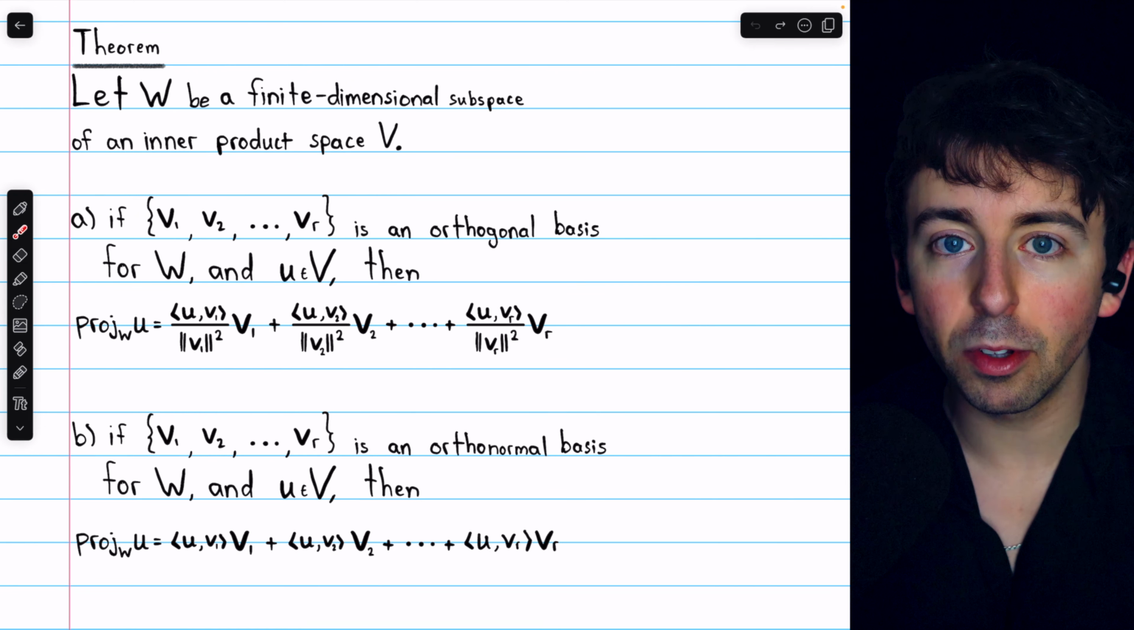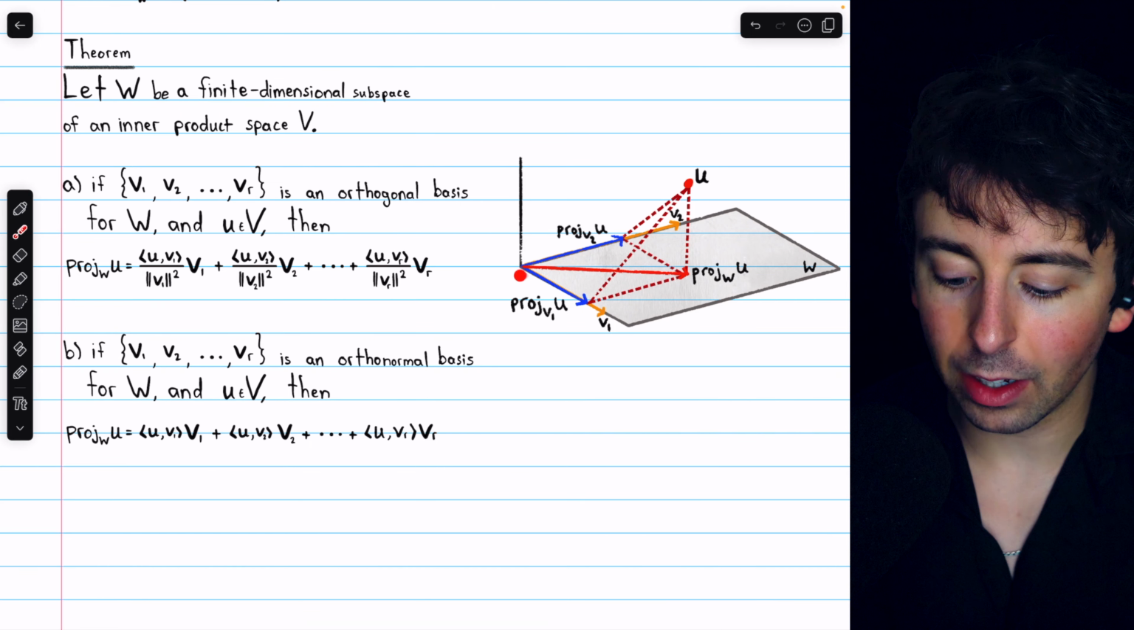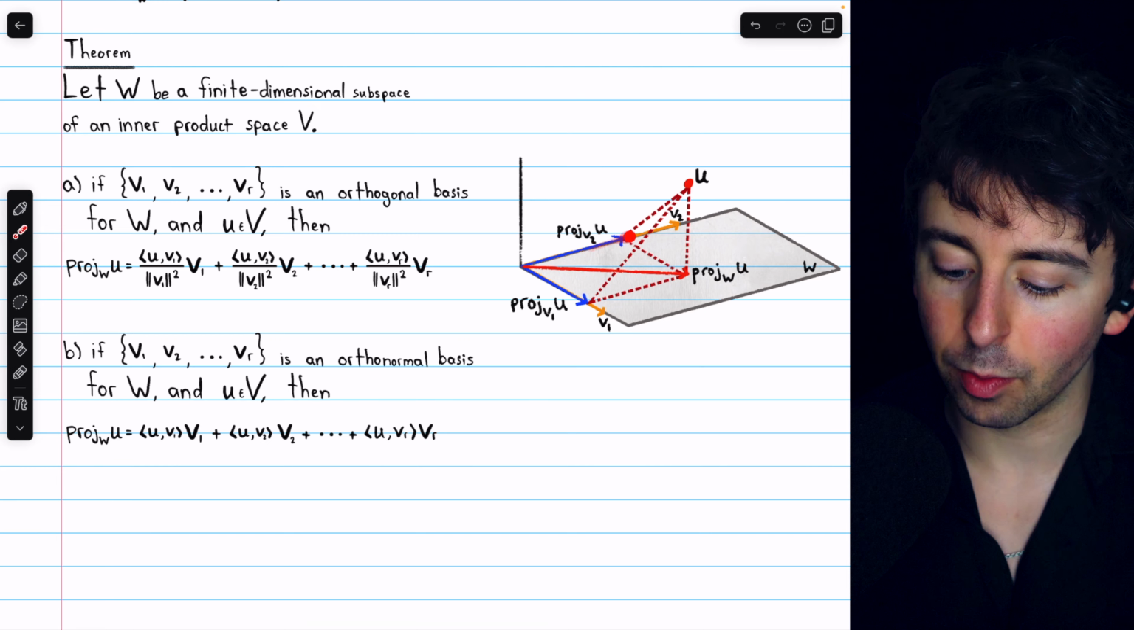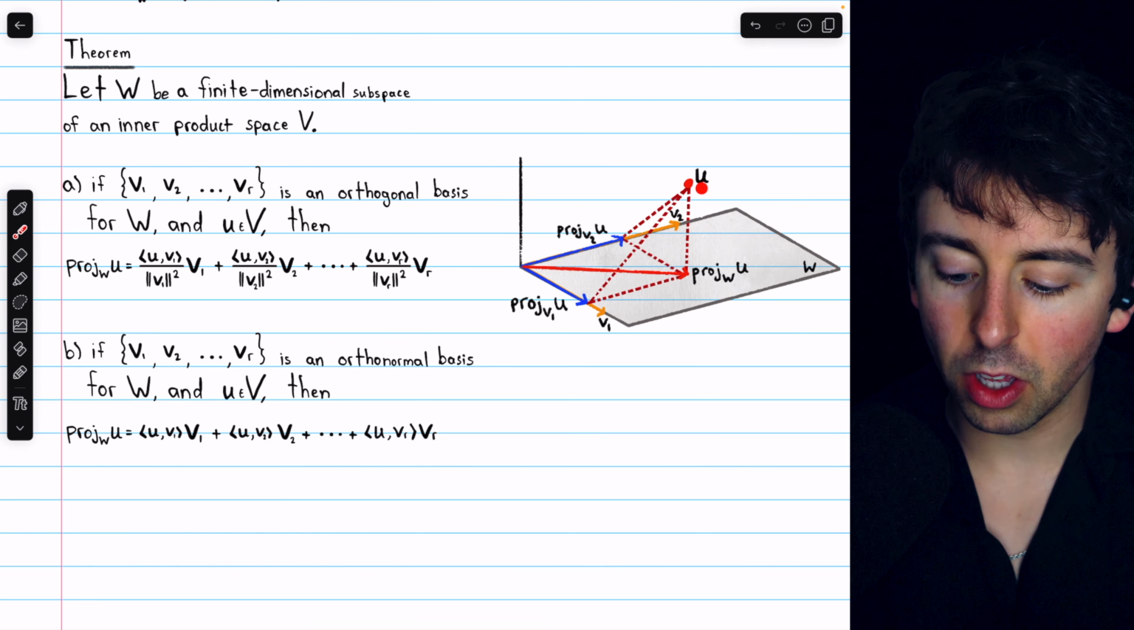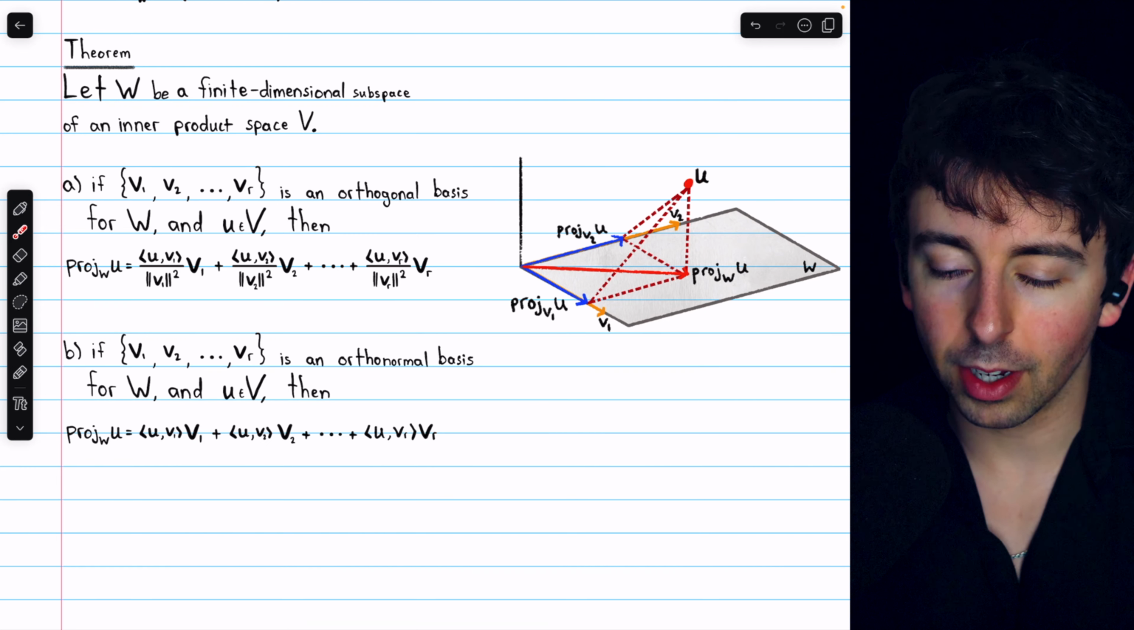Here's our subspace W. It's a plane in R cubed. Our basis vectors are v1 and v2. The vector u is represented here as a point. We're just representing it as a point to cut down on the clutter in the picture. If we project u onto the basis vector v1, it looks like that. If we project u on the basis vector v2, we get that.